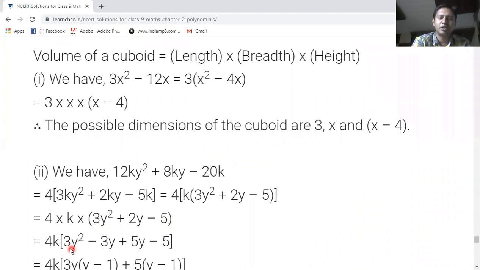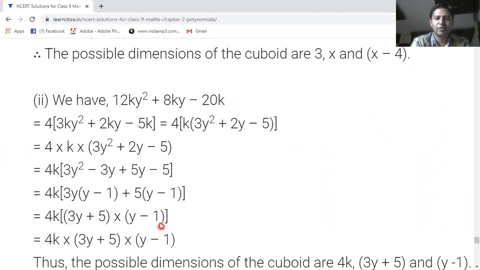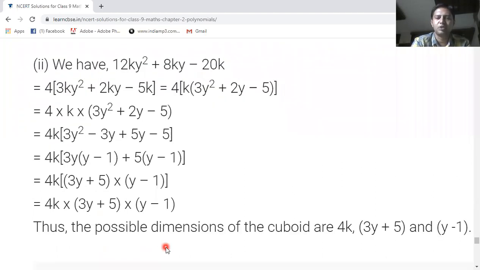After splitting the middle term, we'll get 3y square minus 3y plus 5y minus 5. That is, 5 threes are 15, and 5 minus 3 will give you plus 2. So we can take 3y common from the first two terms, left with y minus 1, and 5 common from the last two terms, left with y minus 1 again. After taking y minus 1 common, we are left with 3y plus 5. That is, the possible expressions are 4k, 3y plus 5 and y minus 1. These are the possible dimensions of the cuboid: 4k, 3y plus 5 and y minus 1.